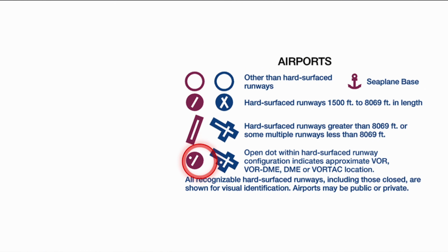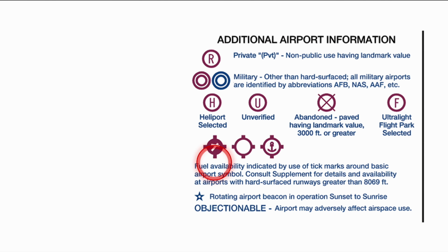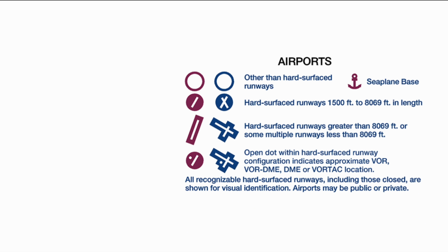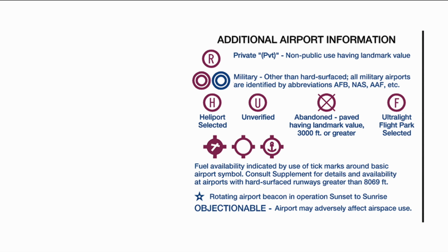If there's an open dot placed at the airport, that means that they have a VOR or VOR DME at that location. If it's an open circle with an R, that means that the airport is private. So it's not available for public use, but it's still going to be depicted on these charts. That way you know where a suitable place to land may be in case of emergencies. Also, you want to be able to find it if you do have permission and want to land there.